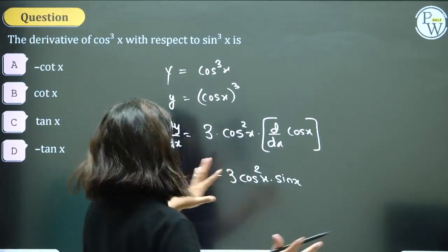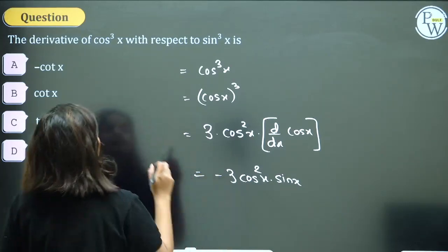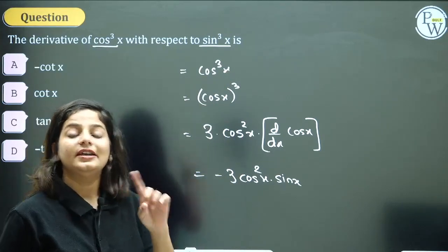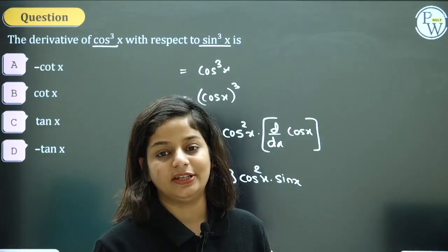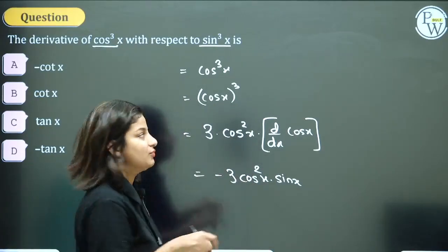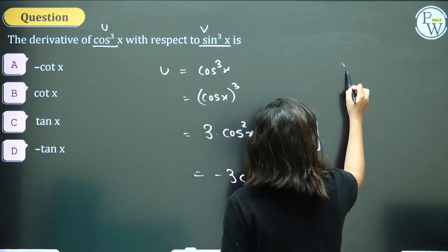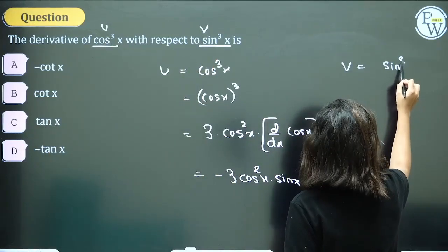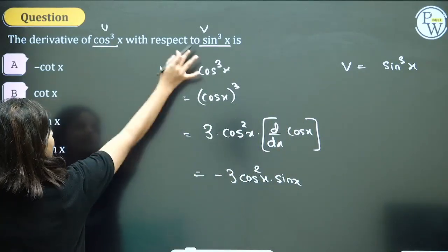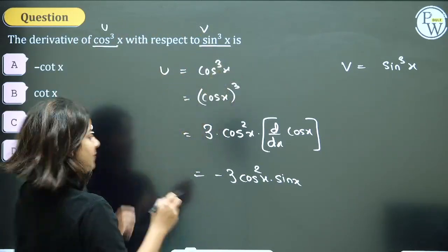Fine. I just read the question halfway. Find derivative of cos cube x with respect to sin cube x. So this is called differentiation of one function with respect to other. You remember in parametric, I had written differentiation of one function with respect to other. Always in such cases, call one as u and the other as v. And the question is, find du by dv, isn't it? Differentiation of u with respect to v.